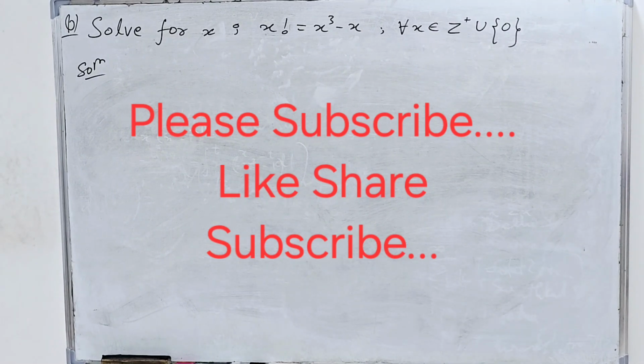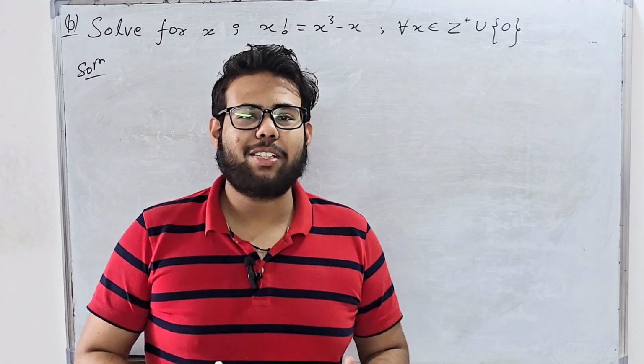Today we will solve some weird equation which involves factorials along with the algebraic polynomials. How do we even solve it?